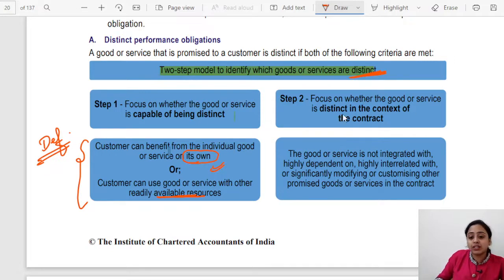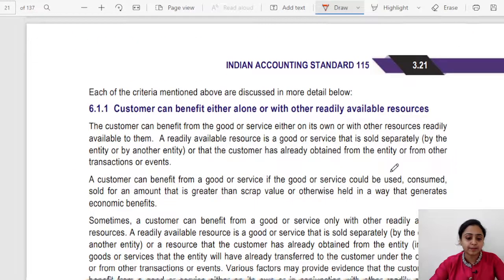Focus on whether the goods and services are distinct in the contract. The goods and services should not be integrated. This is also important. It should not be highly dependent, highly interrelated. If highly dependent, highly interrelated, making a significant impact on the existing main product, then they will be treated as one particular contract. Significant modification, this is very important. Make sure you understand both of these points.